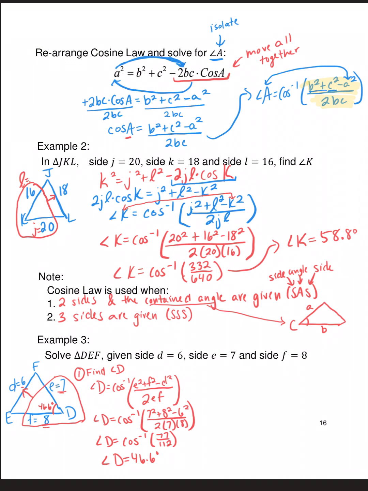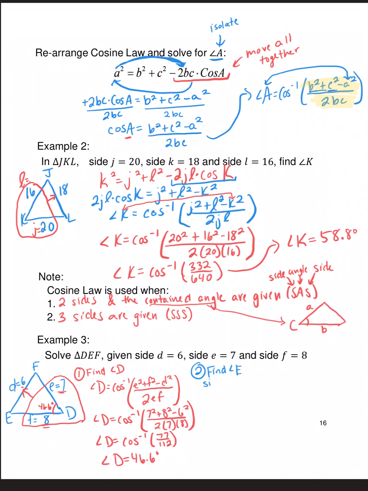Well, now I have a side angle pair. So when I have a side angle pair, I can use sine law, which I would always recommend if possible because it's a little bit quicker than cosine law. Cosine law definitely is much more labor intensive. So let's find angle E now. Okay, so I'm going to use my sine law to do so.